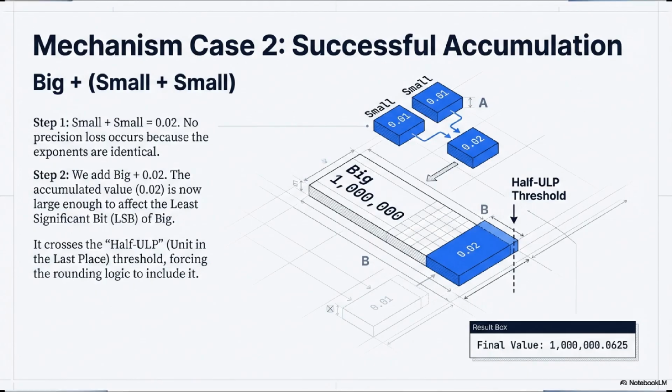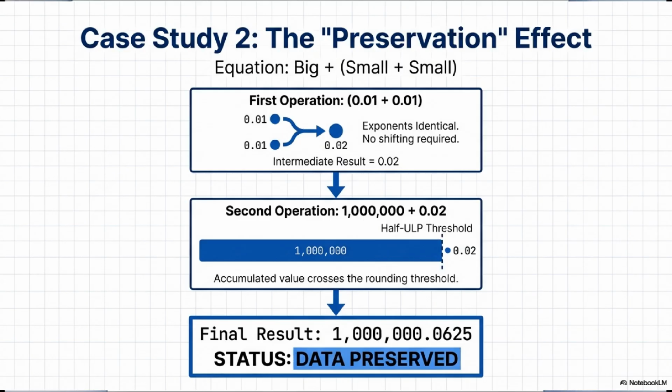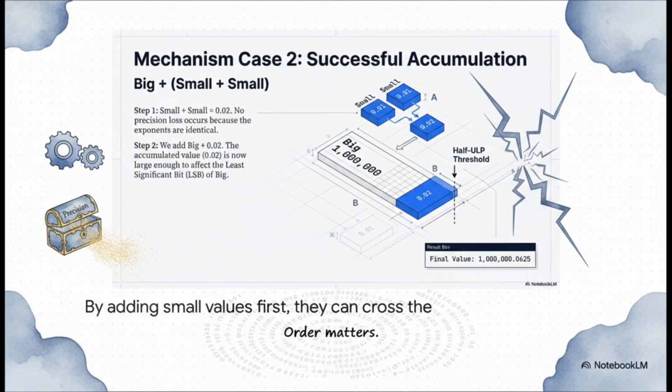But watch this. What if we just change the order? What if we do big plus small plus small? See, first the processor adds the two small numbers together. Their exponents are the same, so no shifting, no lost data. Now we have 0.02. And that result, that 0.02, is just big enough to get its foot in the door when we add it to big. It manages to nudge that last digit of precision. The FPU is forced to see it, and we actually get the right answer. It's the same numbers, but a totally different result. So yeah, order really matters.